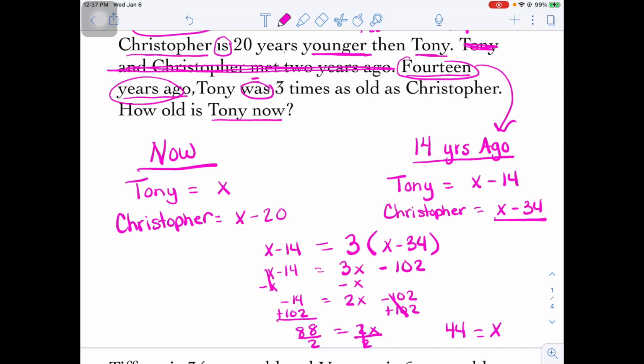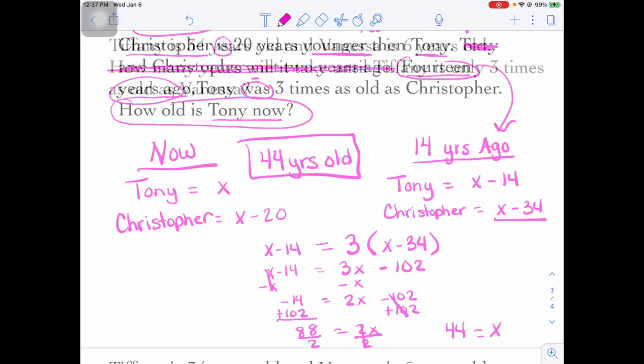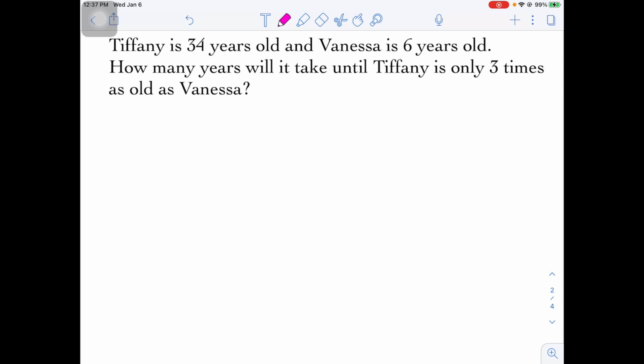And what was our x? It was representing Tony, of how old he is now. And that's what the question is asking. How old is Tony now? So he is 44 years old. All right, example 3.